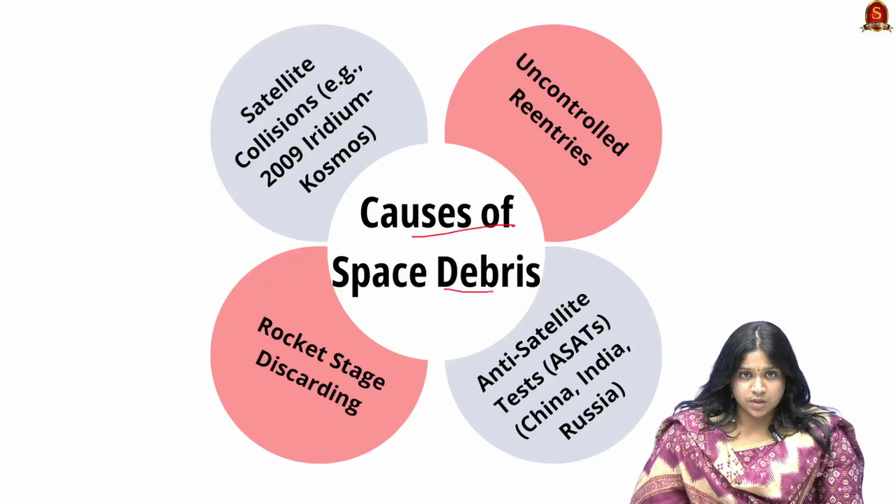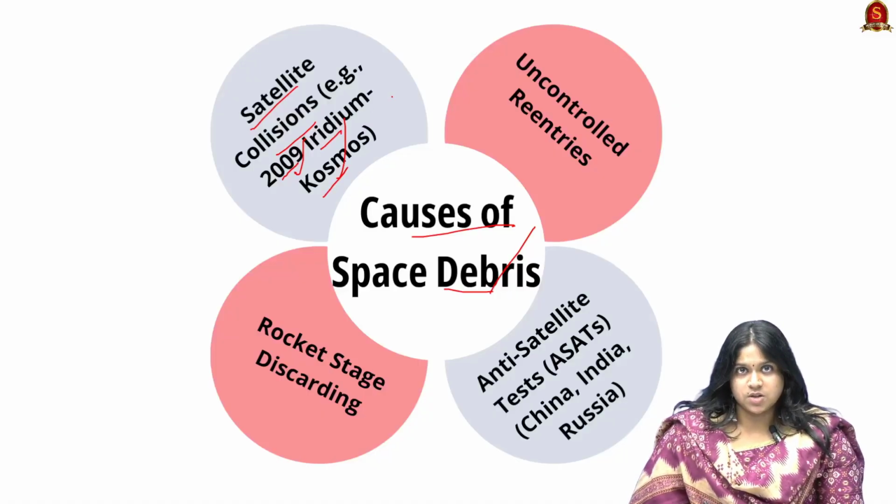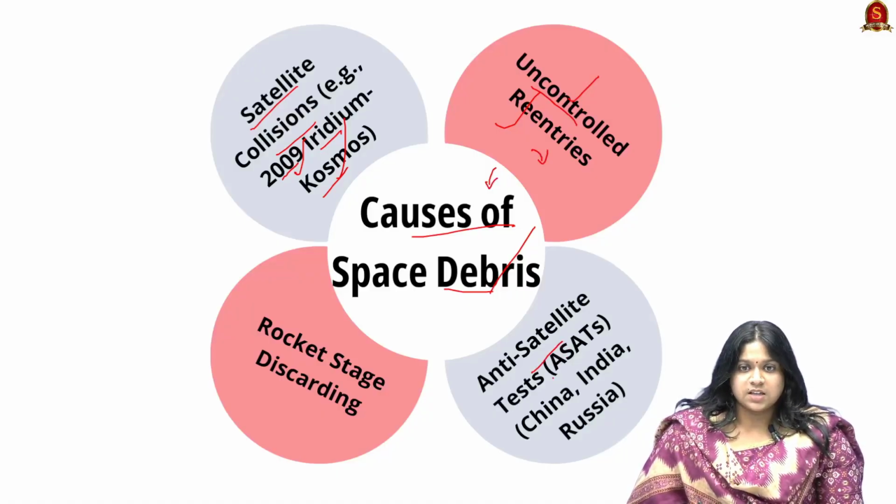Now let's look into the causes of the space debris. First is satellite collisions. For example, you can see the 2009 Iridium-Cosmos case, where there were satellite collisions and implications of space debris. Next is uncontrolled re-entries. When there are uncontrolled re-entries by different satellites, it causes space debris and it can affect the Earth.